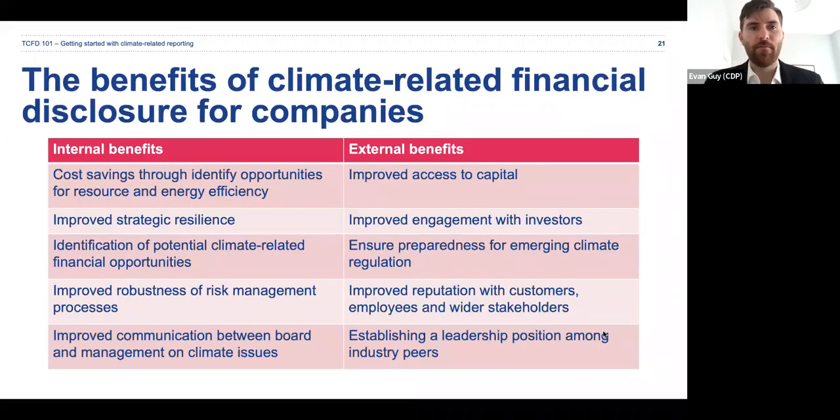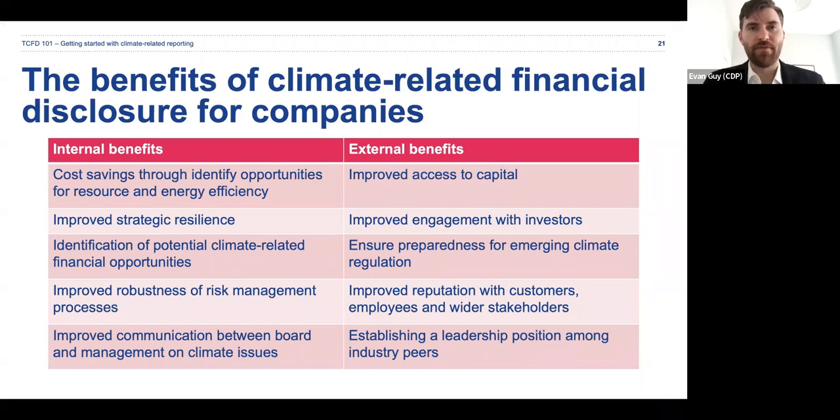Now, while the TCFD is really designed to provide tailored information to investors, it doesn't just offer investors benefits. Reporting on these climate-related risks and opportunities can provide listed and non-listed companies a range of internal and external benefits as well. Some of the internal benefits that we see for companies going through this process of TCFD reporting are cost savings through identifying certain opportunities for resource and energy efficiency that might not otherwise have been identified. We see companies improving their overall strategic resilience, identifying potential climate-related financial opportunities, improving their overall risk management processes, and improving communication between board and management on climate issues.